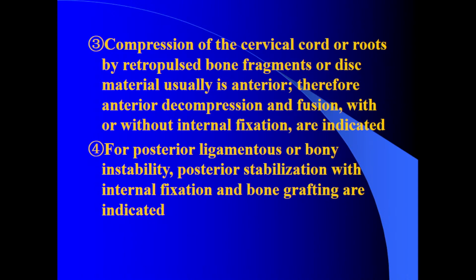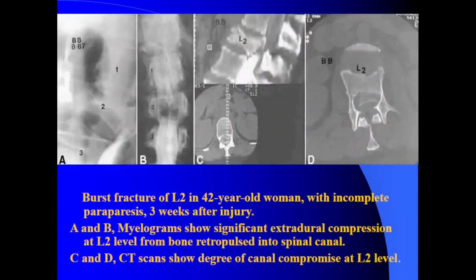Compression of the cervical cord or roots by retropulsed bone fragments or disc material usually is anterior. Therefore, anterior decompression, fusion with or without internal fixation are indicated. No, it is clear, I think. For the posterior ligamentous or bone instability, posterior stabilization with the internal fixation and bone grafting are indicated.